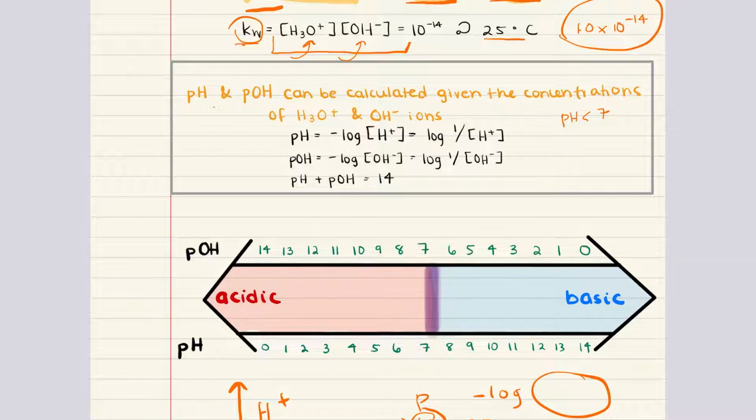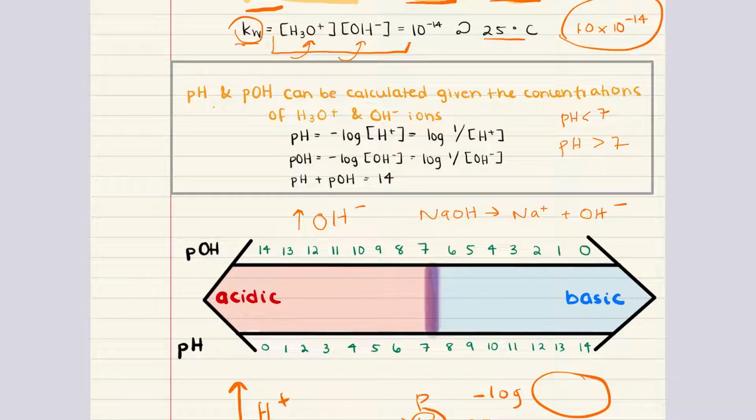What about for basic solutions? When a base is added to water, it's going to increase the concentration of hydroxide ions. So for example, if we were to add sodium hydroxide into water, it's going to dissociate into sodium cations and hydroxide anions. The increase in hydroxide ions is going to result in a decrease in hydrogen ions, and that is going to lead to a higher pH. So in basic solution, the pH is greater than 7.